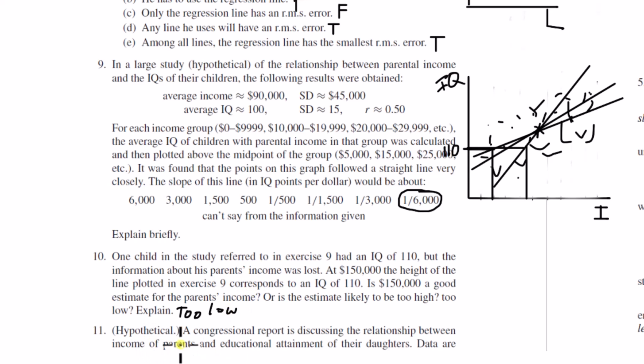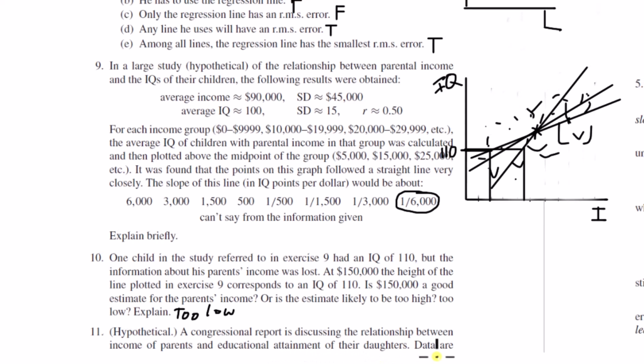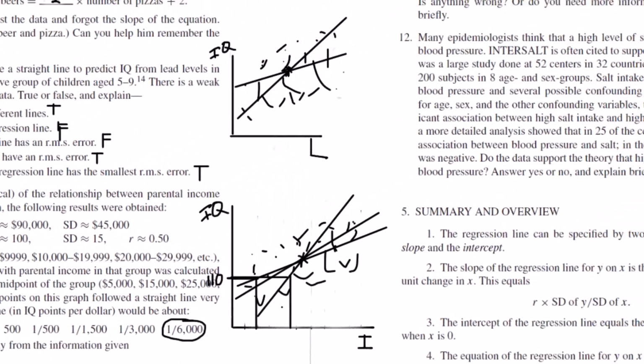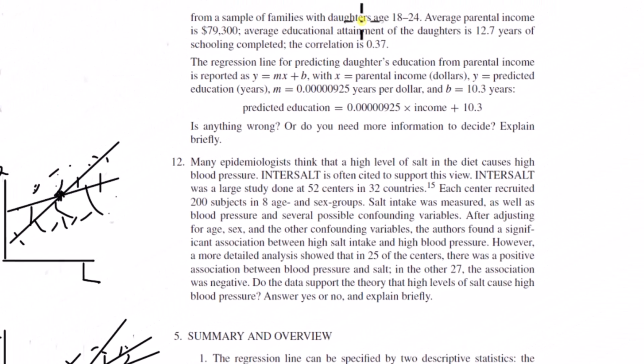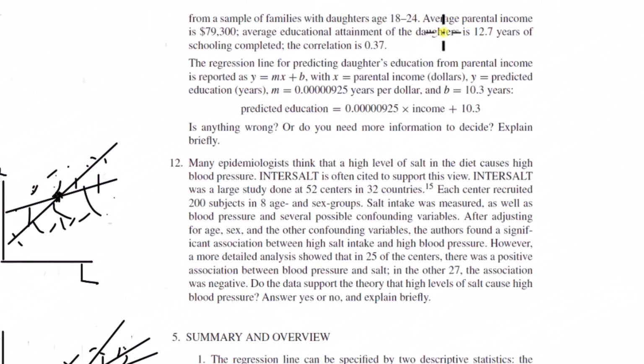Okay, hypothetical. A congressional report is discussing the relationship between income of parents and educational attainment of their daughters. Data are from a sample of families with daughters age 18 to 24. Average parental income is $79,300. Average educational attainment of the daughters is 12.7 years of schooling completed. The correlation is 0.37.